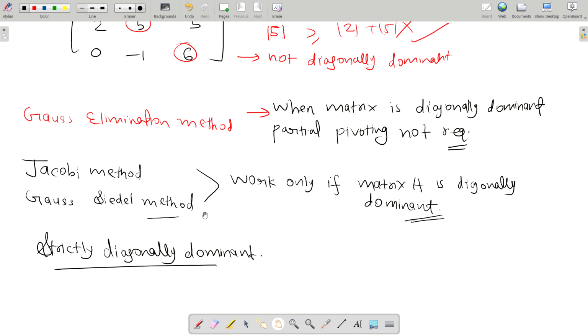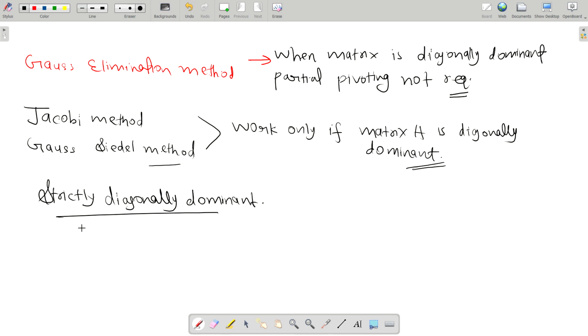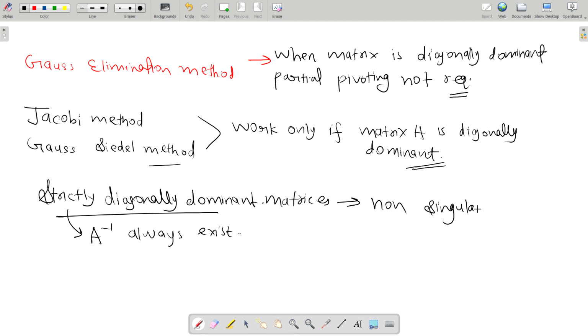So why is a strictly diagonally dominant matrix important? For strictly diagonally dominant matrices, the inverse always exists. Strictly diagonally dominant matrices are non-singular, so their inverse exists. This is another property that you should keep in mind.